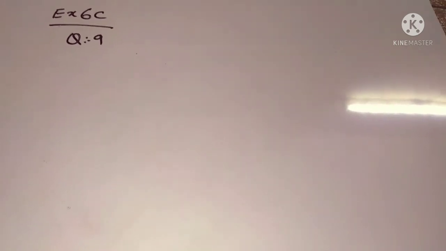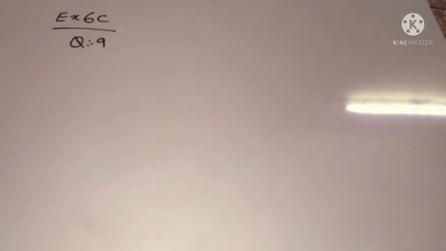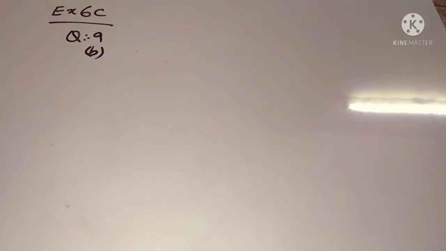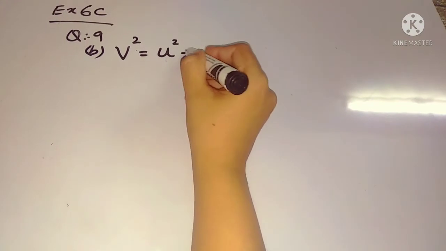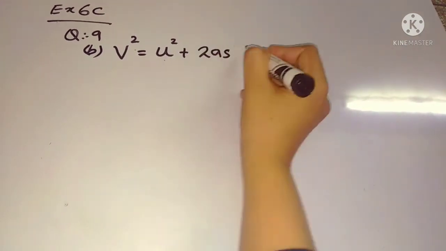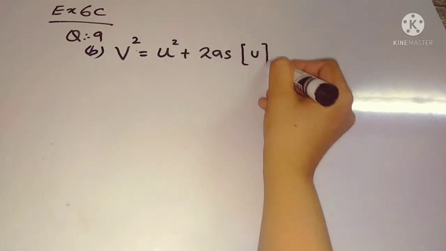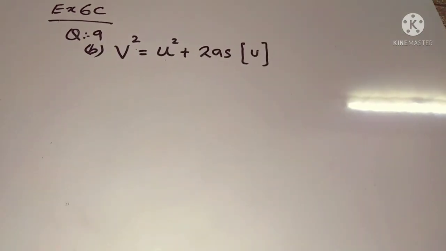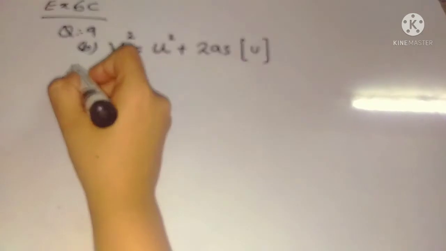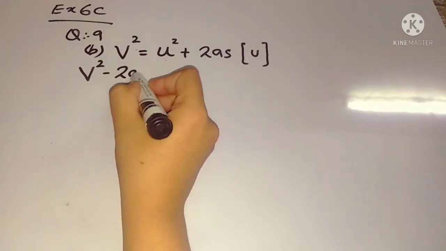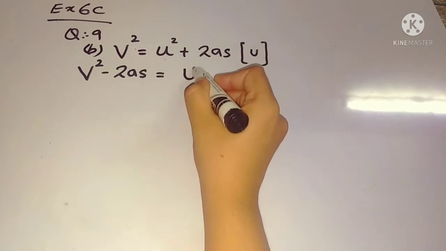Alright students, now part B is V square is equal to U square plus 2AS. And in this question, you have to make U the subject. Okay, so let's solve it. I'll move other things to the left hand side. This 2AS is adding over here. When it comes to this side, it will be subtracted from V square. So V square minus 2AS is equal to U square.